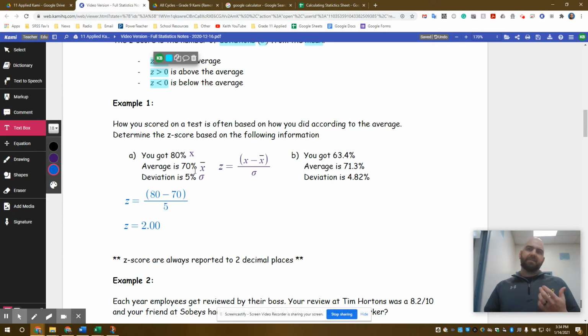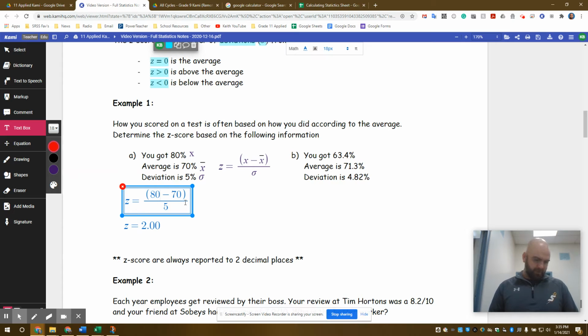Okay, 10% doesn't necessarily mean a lot, but depending on the deviation, 10% can be a lot. So it's 2 standard deviations above. That means that they're actually quite close to the top of the class, and we'll talk about that in later lessons. Okay. What about if you got 63.4% and the average was 71.3% with a deviation of 4.82?